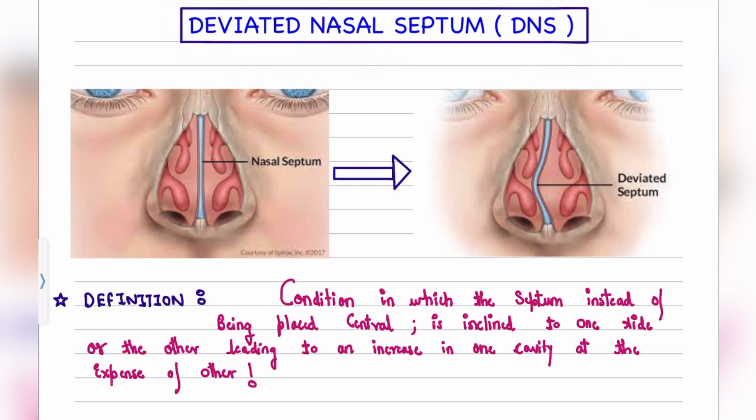Now let's talk about the definition of the deviated nasal septum. It is a condition in which the septum, instead of being placed centrally as it is in normal, is inclined to one side or the other, leading to an increase in one cavity at the cost of another. This diagram explains it beautifully. If it is deviated to one side, that side of the nasal cavity will be more roomy and increase in size, whereas the other side of the nasal cavity will decrease in size. And the septum is not central as seen in a normal person.